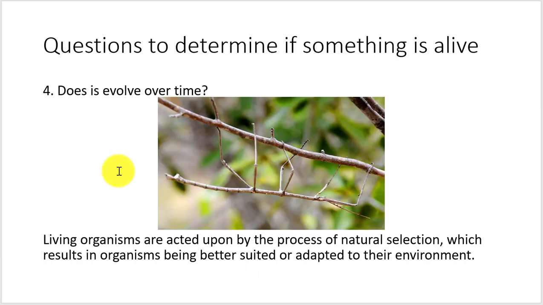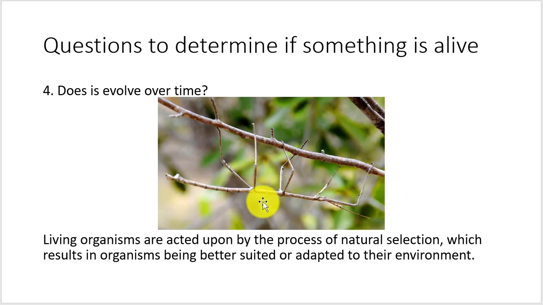Does its species evolve over time? Species are only still extant if they are acted upon by the process of natural selection, which is one of the mechanisms that results in evolution. This process ends up in organisms being better suited or better adapted to survive, reproduce, and exist in their environment, like the stick bug here.